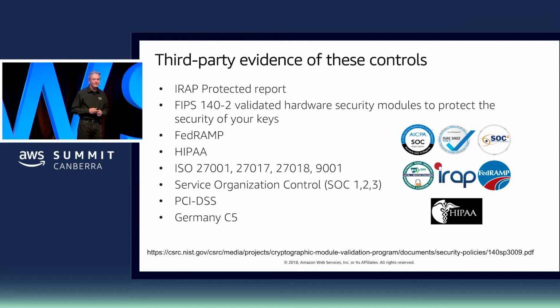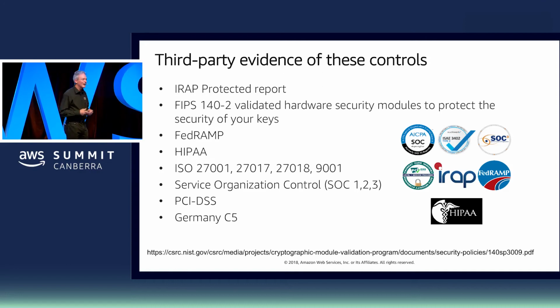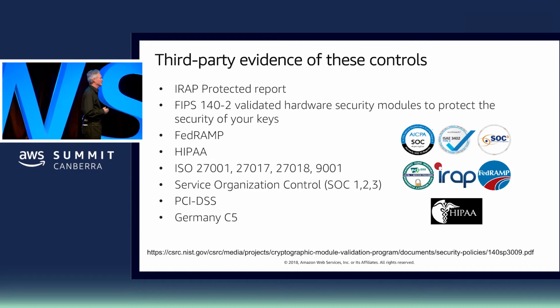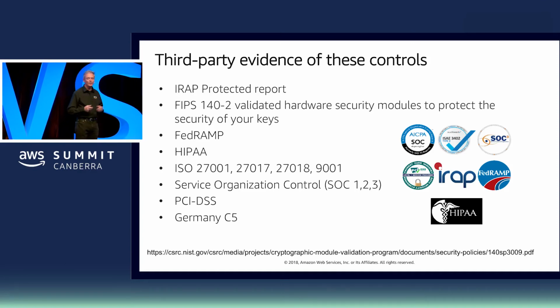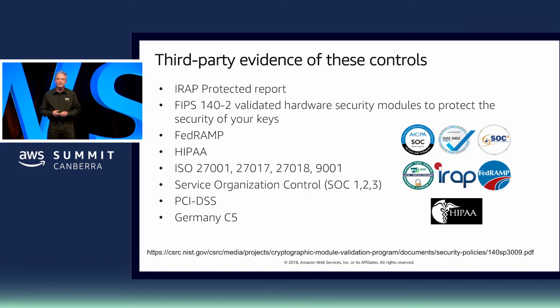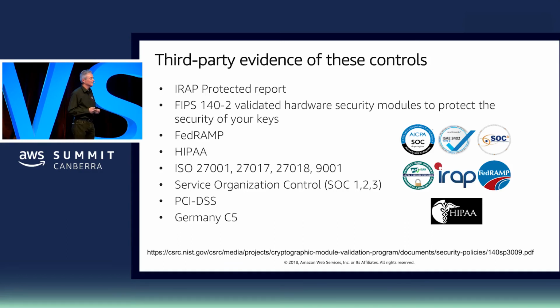So it's great that I say we do all these controls, but how do you actually know that we do those controls? That's where our audit and compliance program is really important, where you can get a variety of independent third-party analysis of this service to know that it does what it says it does. The first one of those is that IRAP protected report. Like I said, that's available on AWS Artifact. You can download that and read through that document.